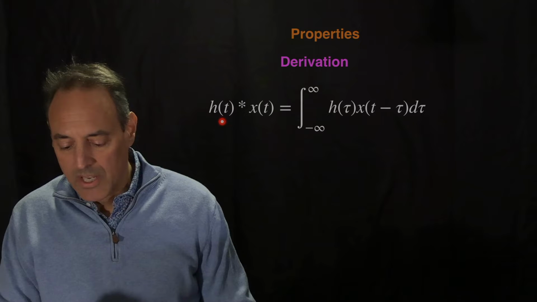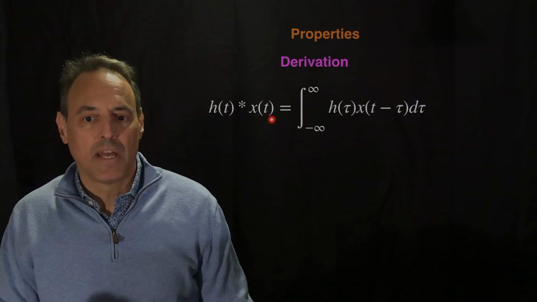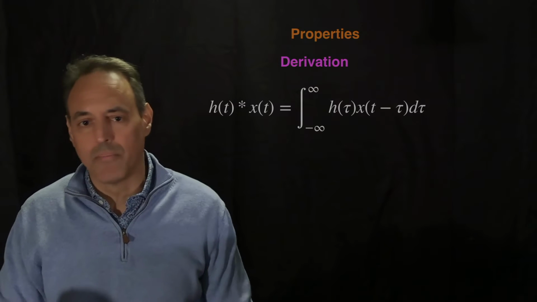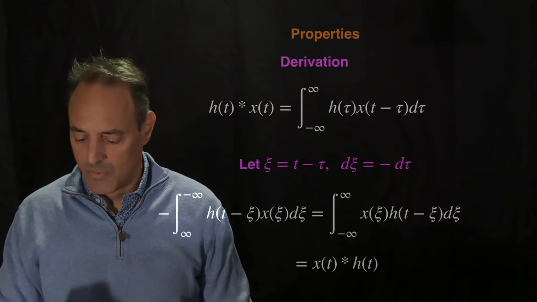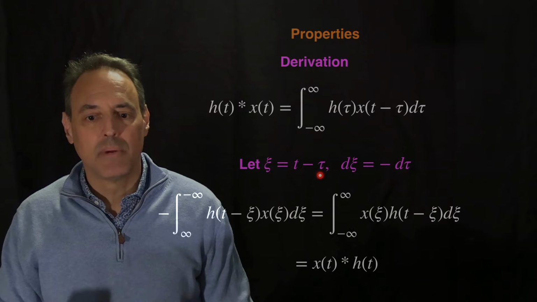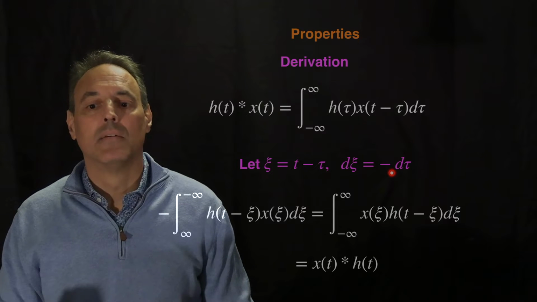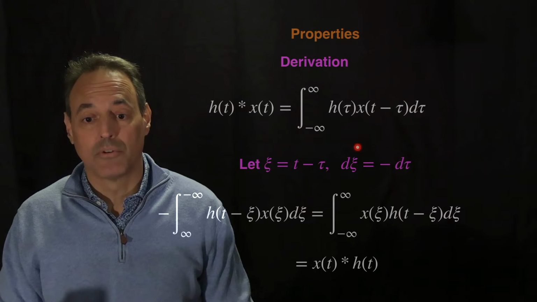So first of all, h of t convolved with x of t is given by here. And what we're going to do is just a change of variables. We're going to call xi t minus tau. In other words, that's the argument here. I'm going to call that xi, t minus tau. Then d xi is minus d tau. Remember, we're integrating over tau. So here it is.